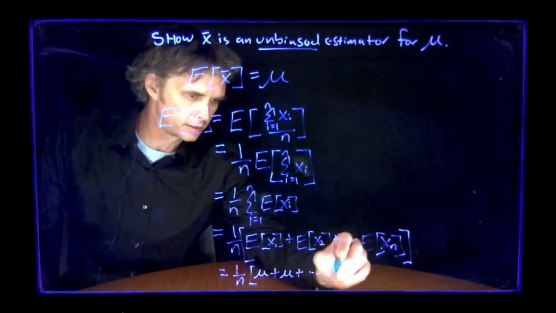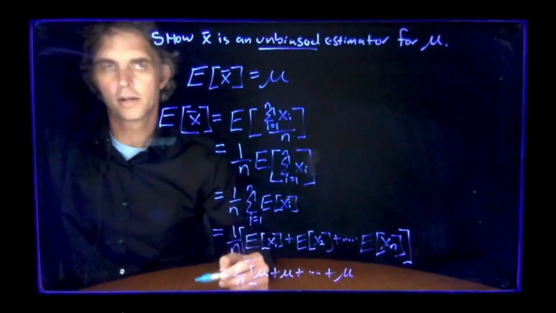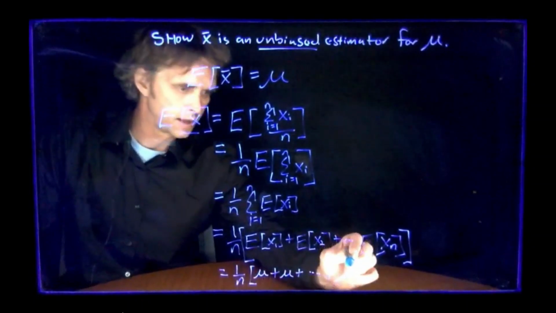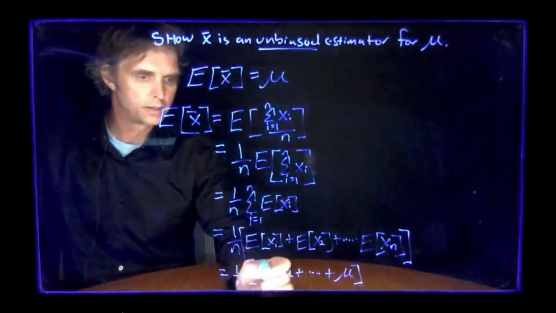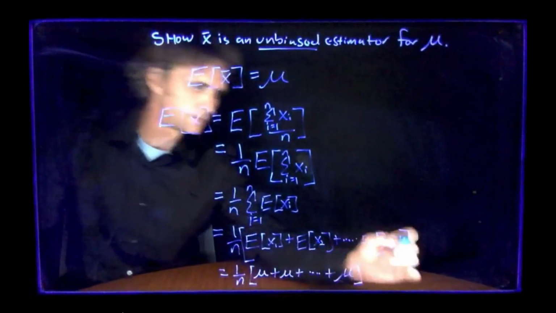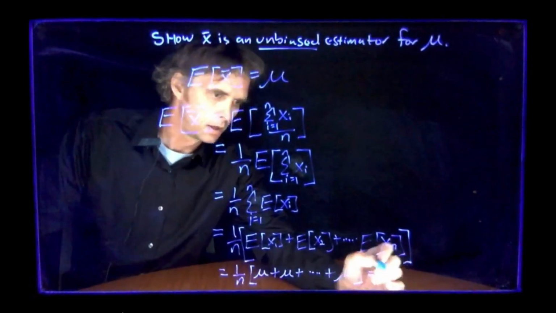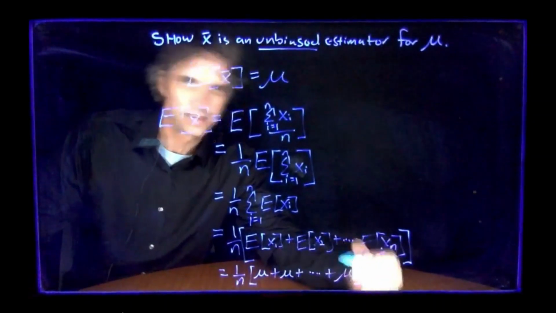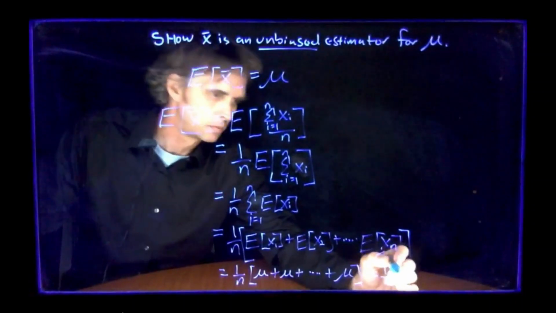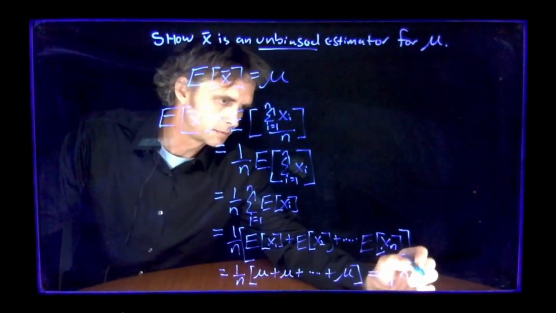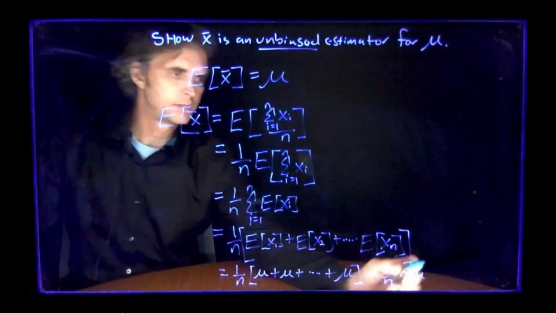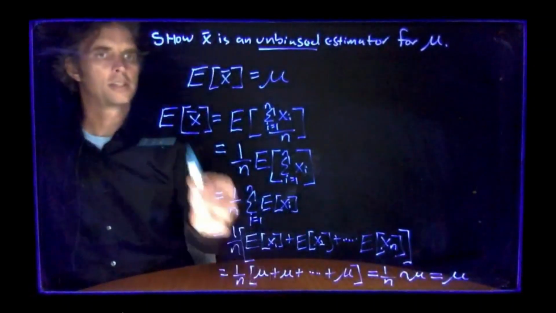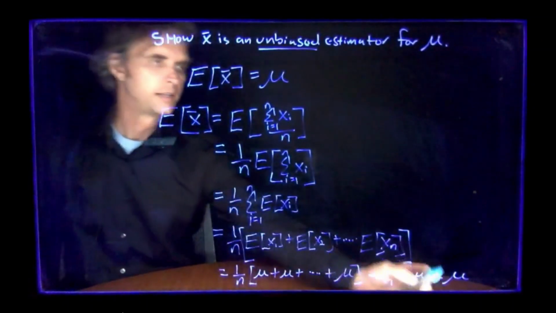What's the expected value of xn? The expected value of x, no matter what x is, x1, x2, all the way to xn, is each mu. So that's 1 over n times mu plus mu plus mu, all n times. And so that equals 1 over n times, and then this right here is mu plus mu plus mu, n times. Well, that's n times mu. So 1 over n times n mu is equal to mu. And so at the end of the day, we have the expected value of X bar equals mu.